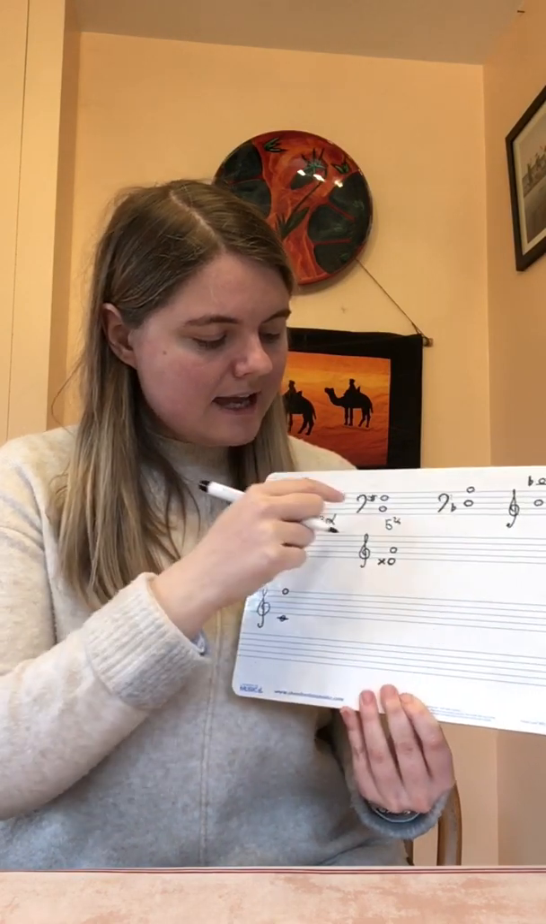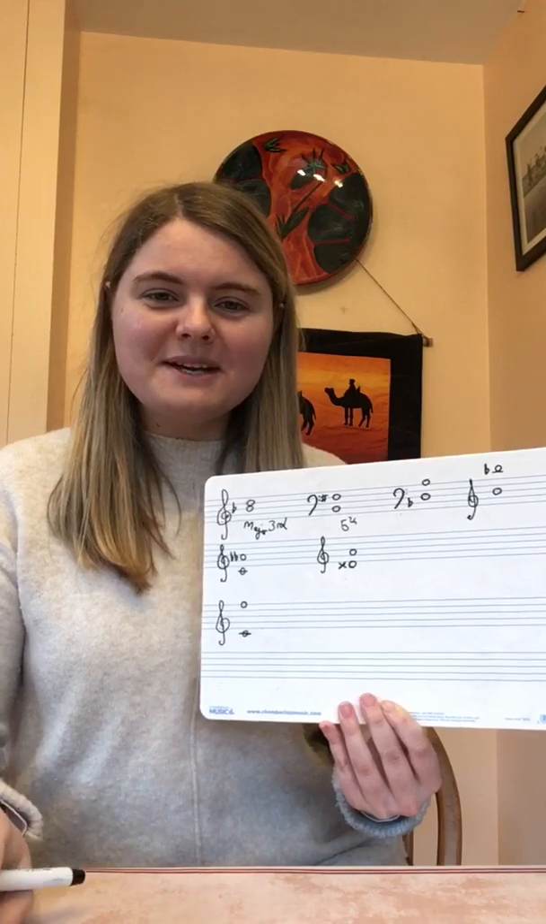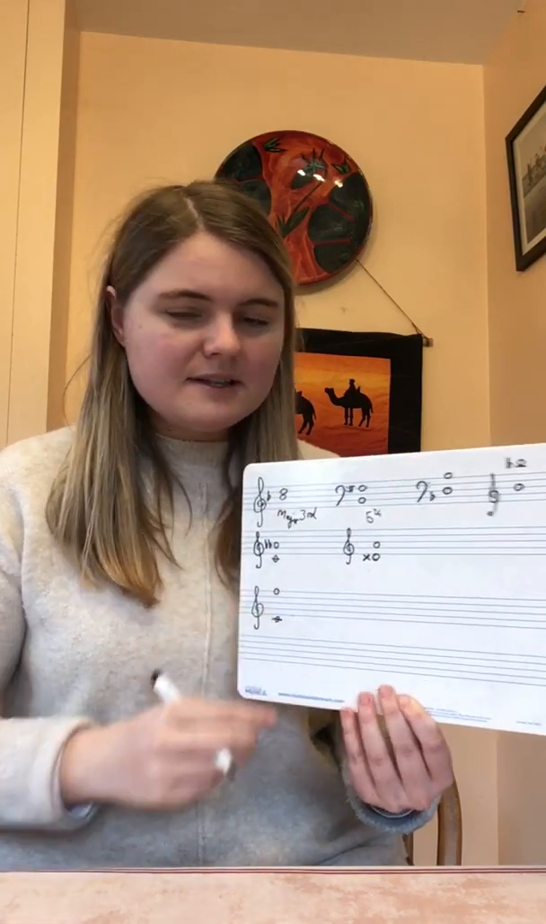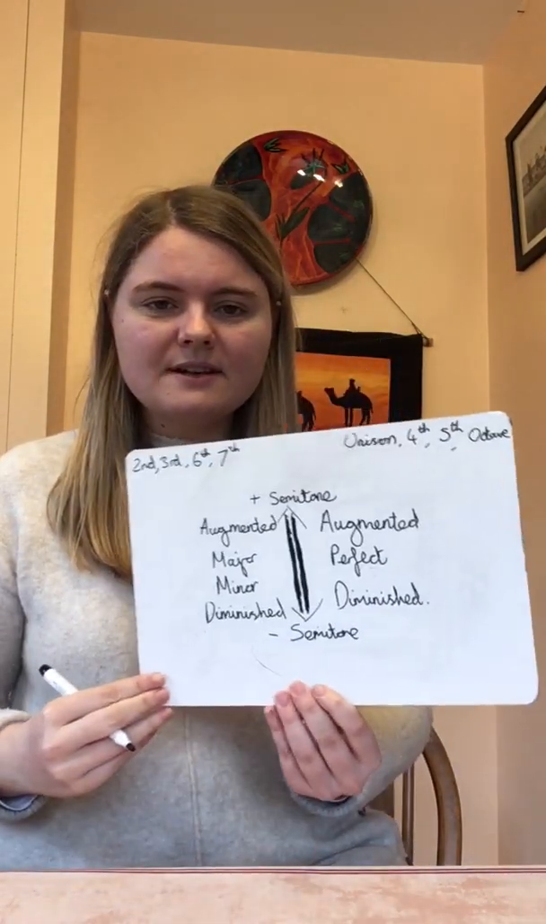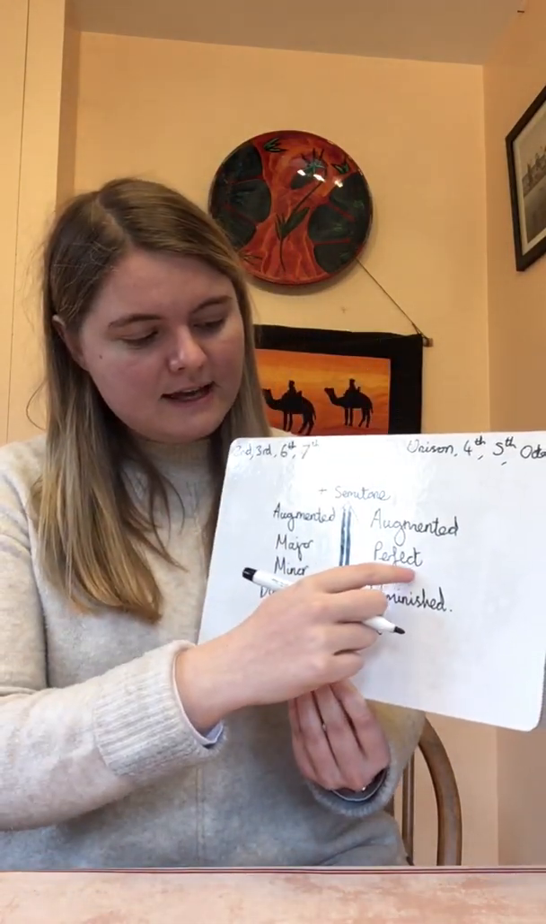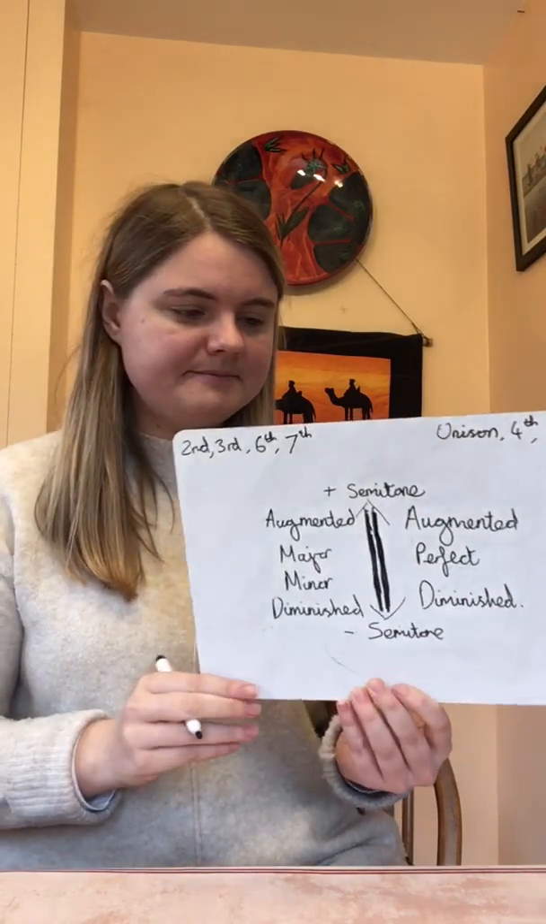And because F sharp belongs to our B major scale, we are going to call it not a major fifth, but if we look over to our other side, we know that it is a perfect fifth.